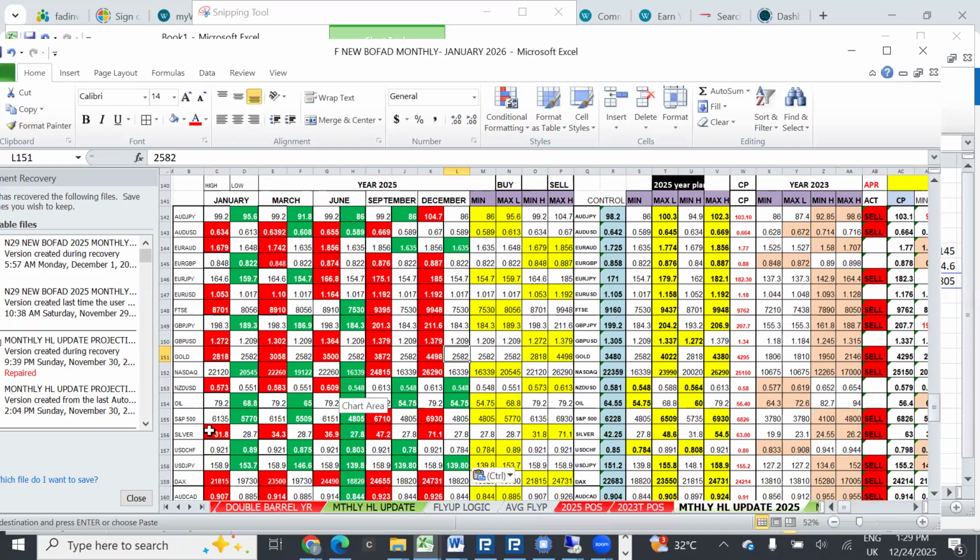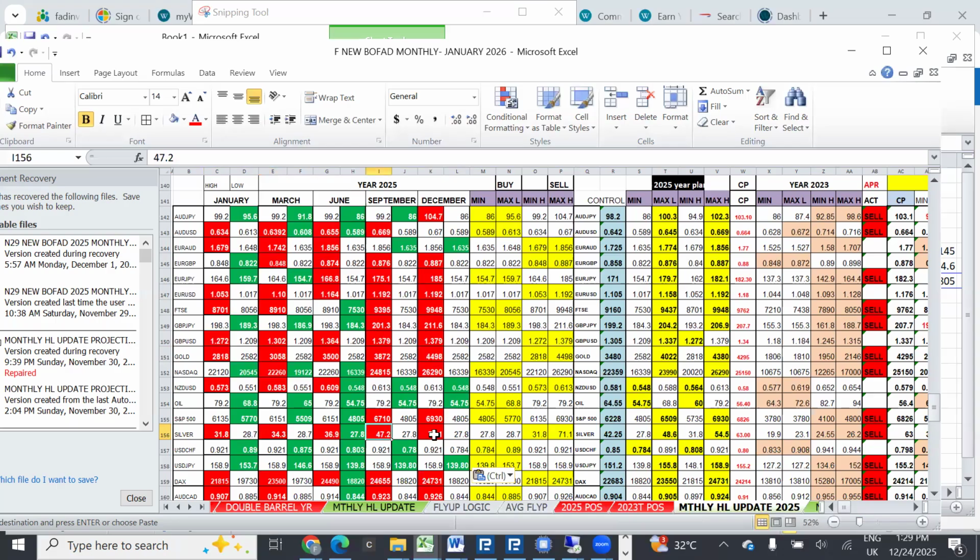Look at silver as well. You can see the highest at 31.8 and the lowest at 28.7. In February, the highest moved from 31.8 to 34.3, and the lowest remained the same. In June, the lowest moved to 27.8, and the highest changed up to 36.9. In September, the lowest remained the same, and the high moved from 36.9 to 47.2.